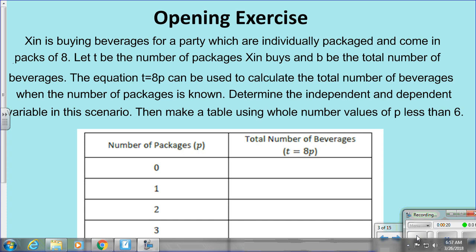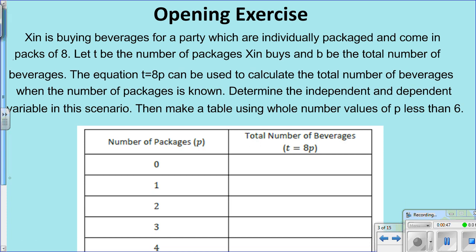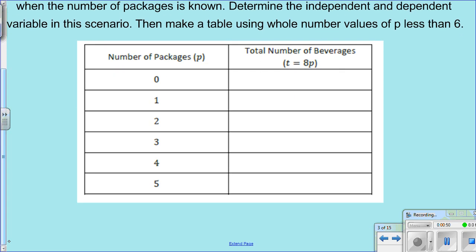So our first example is Zinn is buying beverages for a party which are individually packaged and come in packs of 8. Let P be the number of packages Zinn buys and T be the total number of beverages. The equation T equals 8P can be used to calculate the total number of beverages when the number of packages is known. Determine the independent and dependent variable in this scenario, then make a table using whole number values of P less than 6. So they've already filled in part of the table for us.